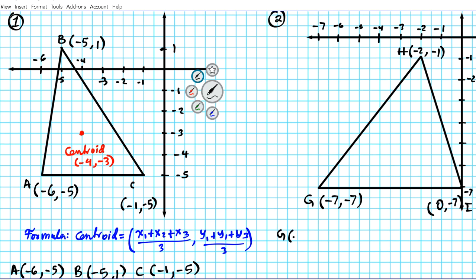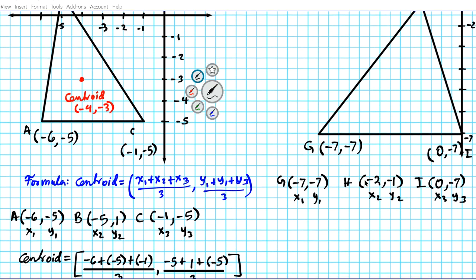G is negative 7, negative 7. H is negative 2, negative 1. I is 0, negative 7. So this is going to be our x1, y1, x2, y2, and then x3, y3. Okay, so we're going to plug in these values into our centroid formula here.